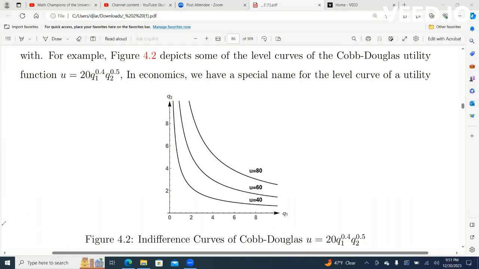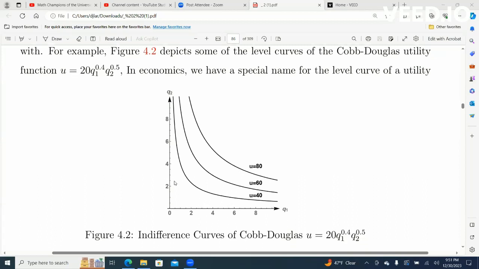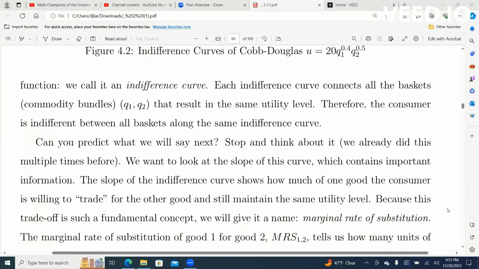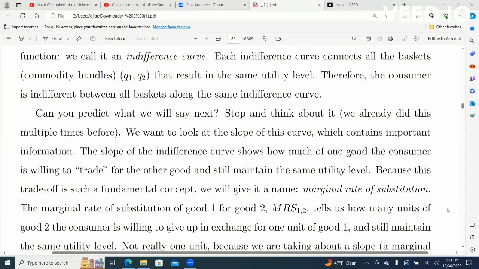Okay, so that's what the indifference curve is. It's that and only that for the Cobb-Douglas, and they're going to have the Cobb-Douglas, the linear, which is perfect substitutes, and the L shape, which is perfect complements, but the Cobb-Douglas I think we find to be most important. We call it an indifference curve. Each indifference curve connects all the baskets, commodity bundles, Q1, Q2, that result in the same utility level. Therefore, the consumer is indifferent between all baskets along the same indifference curve.